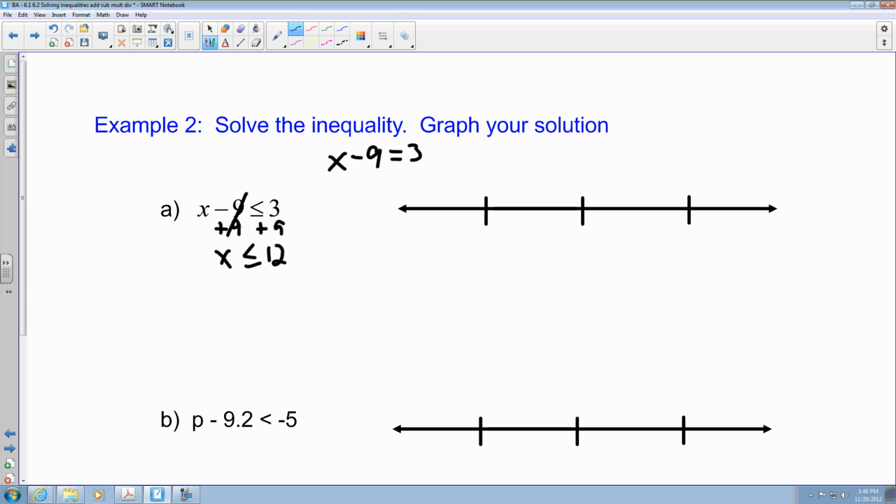Now I get to graph it. So now I have 12 and one less, which is 11, and one greater, which is 13. I see that it's a less than or equal to sign, so that means that I'm going to have a closed circle. And the side I'm going to shade is the left-hand side, because it looks like my arrow is pointing to the left since my variable is on the left-hand side. And if you didn't see that, you can plug in x for 11 or 12 and see which one holds true.